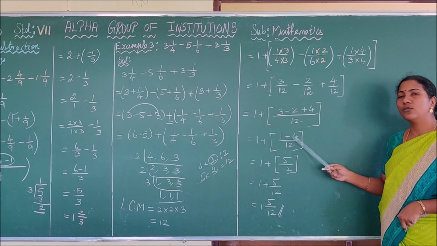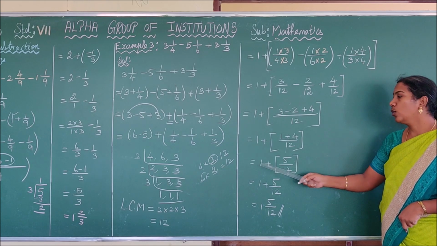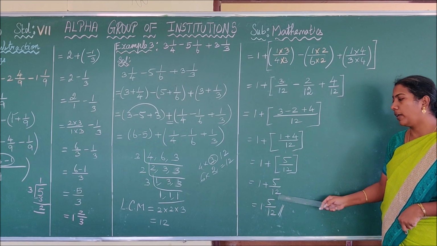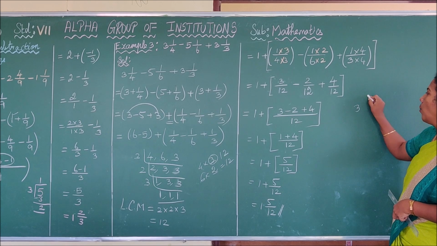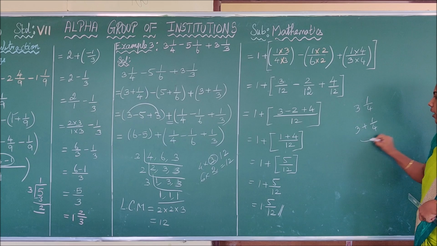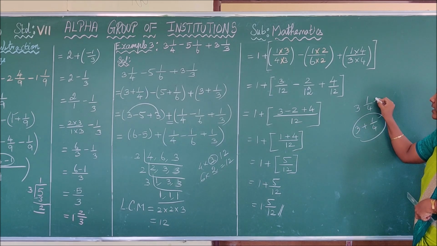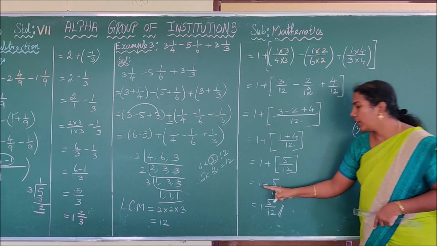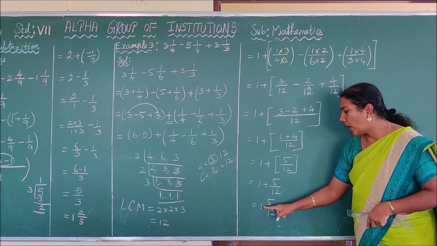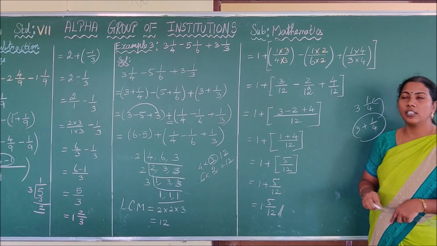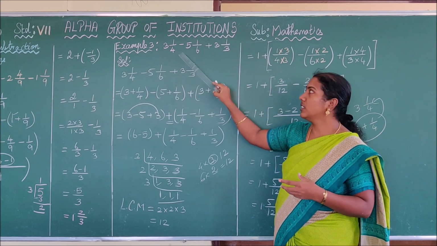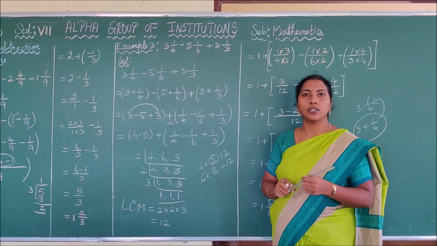So 1 plus 4 is 5, 5 by 12. So 1 plus, now we are going to remove this bracket. So 1 plus 5 by 12. In the question itself, 3 1 by 4, we can write it as 3 plus 1 by 4. Suppose if you have 3 plus 1 by 4, you can write it as 3 1 by 4. Like here we have 1 plus 5 by 12. So we can remove the symbol plus and write it as 1 5 by 12. It states that thus we have evaluated the given fractions which are mixed as well as having different denominators.